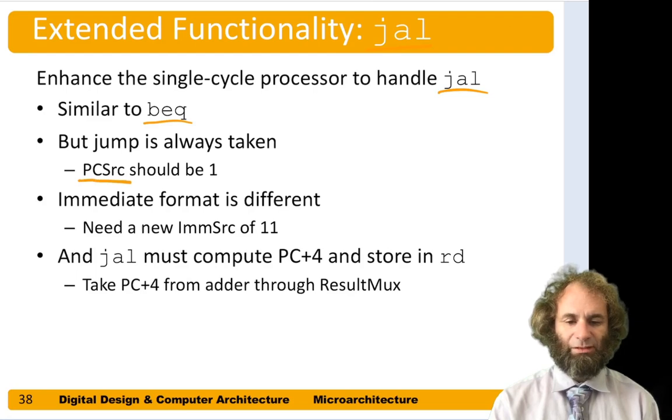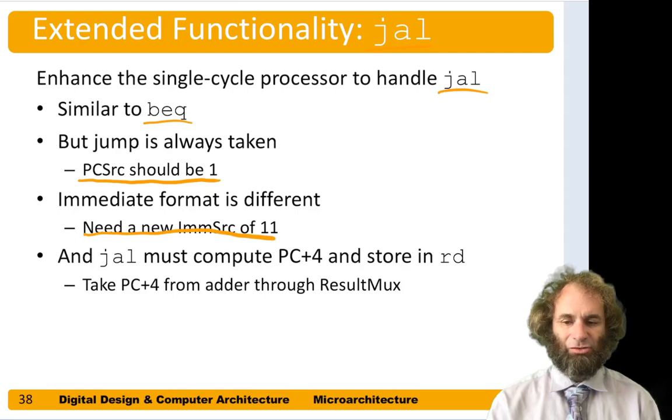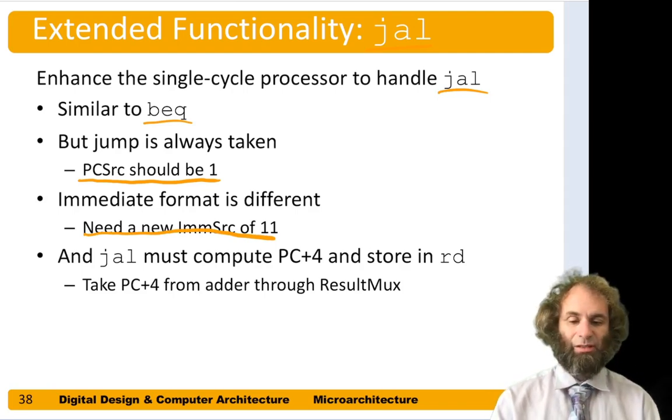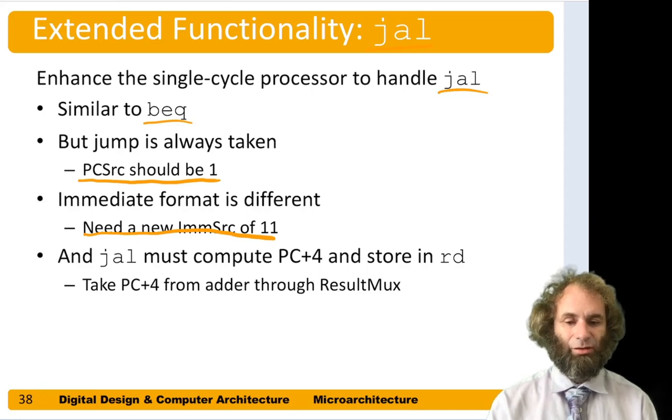Because jump is always taken, we need to make sure PC source is 1 to take it. Another difference is that the format of the immediate is different. JAL is a J-type instruction, so we're going to need to enhance our sign extender to handle this fourth format of immediate. And finally, jump and link needs to compute PC plus 4 and do the link part by storing that in the destination register to know where to come back from.